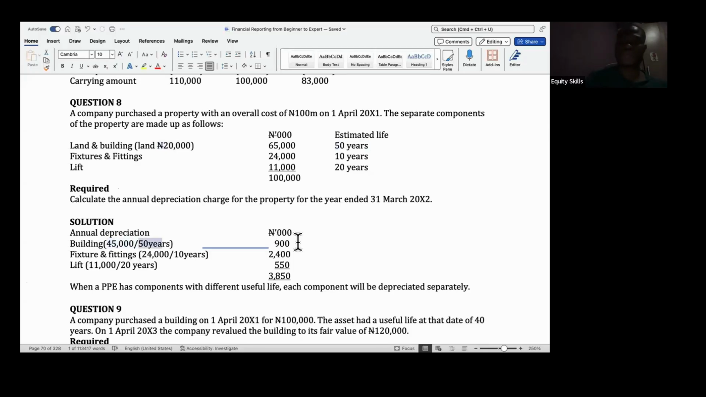That gives me 900. Fixtures and fittings, which is 24,000 divided by 10 years. That's 24. Lift, 11,000 divided by 20 years. That is 550. So these are my depreciation on this property. Depreciating it separately. That's the end of this question. Any observation? Any questions?